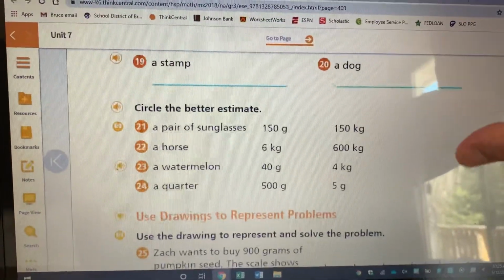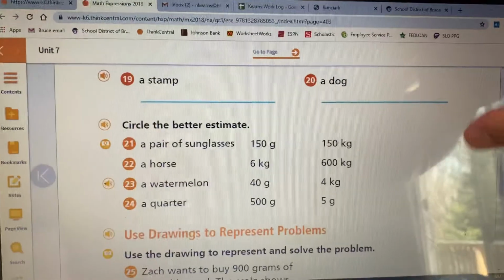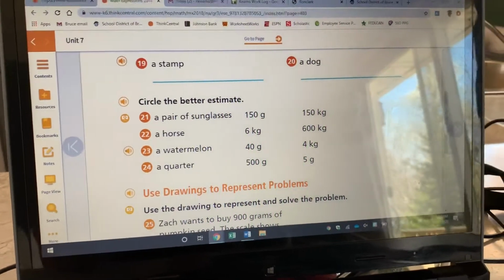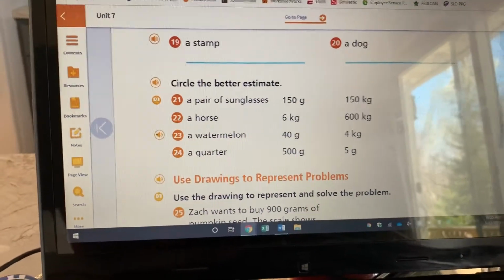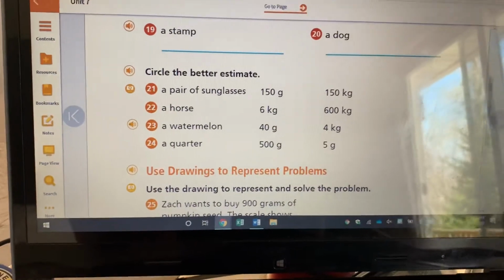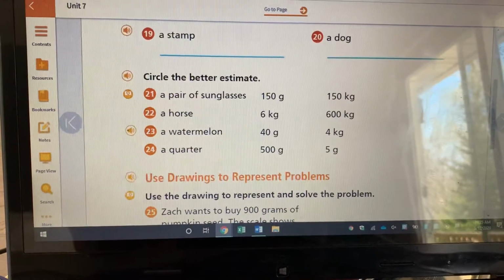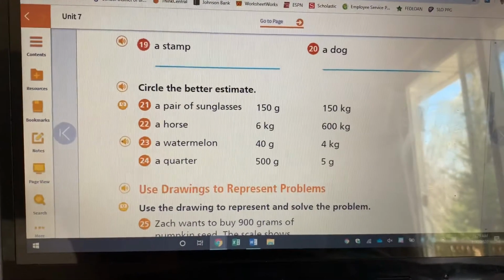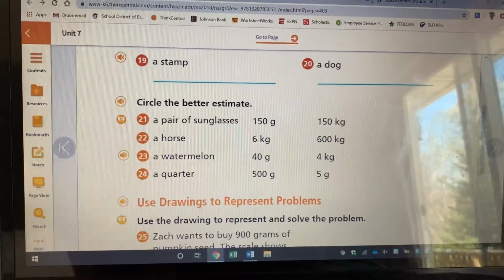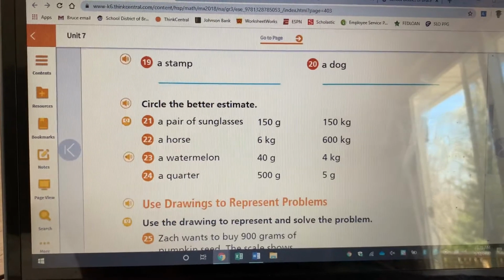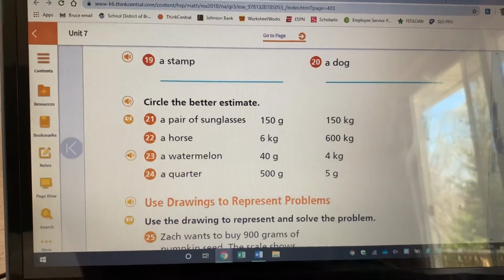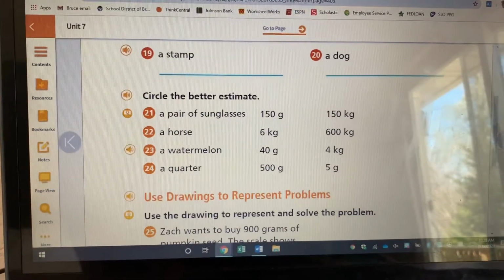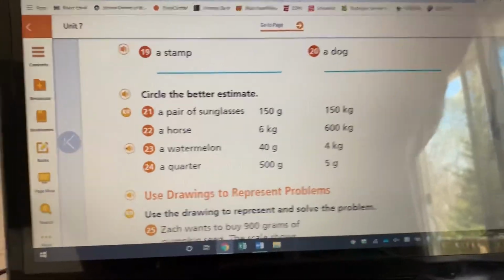You guys enjoy talking about measuring things? It's kind of real stuff. Circle the better estimate. We love estimating. Kind of taking an educated guess in science. A pair of sunglasses, 150 grams or 150 kilograms? Holy buckets! 150 kilograms, that's like a 300-pound pair of sunglasses. So we're gonna go with grams for sunglasses. A horse, you'd go with a bunch of kilograms, not 6, probably 600. We're gonna move on. You guys are good at these.